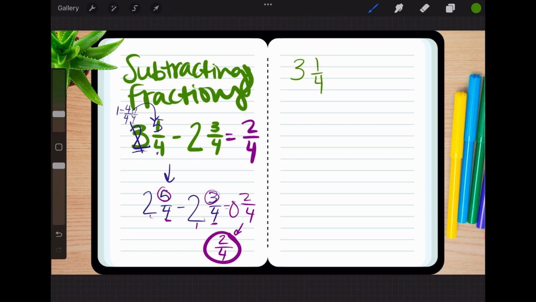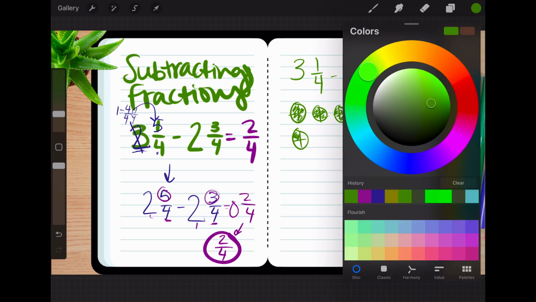If we were to look at a visual for this same problem, we could. Okay, let's say we have 3 and 1/4 again. I'm going to do 3 wholes, shade in those 3 wholes, and I'm going to shade in 1/4. So there's 1 whole, 2 wholes, 3 wholes, and 1/4. Okay, I need to subtract 2 and 3/4. I'm going to do 2 wholes and 3/4. Shade in 2 wholes, 1, 2, and 3/4, 1, 2, 3.